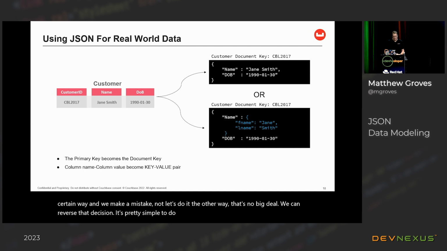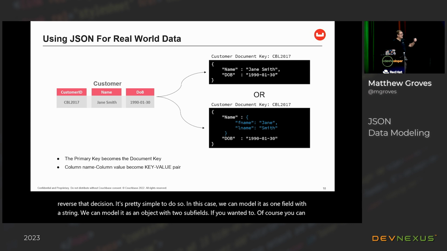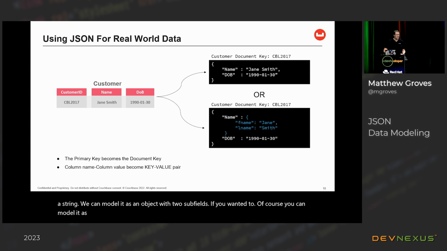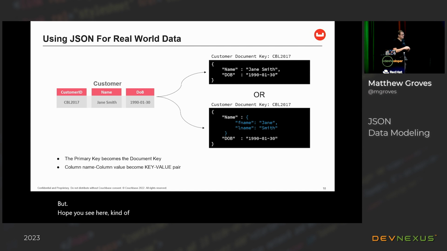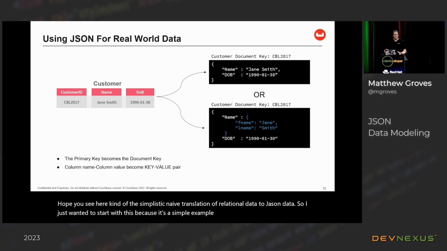So in this case, we can model it as one field with a string. We can model it as an object with two subfields if you wanted to. Of course, you can model it as two different fields at the top level as well. Lots of options there. But I hope you see here kind of the simplistic, naive translation of relational data to JSON data. So I just wanted to start with this because it's a simple example and make sure everybody's on board before I get into the more complex stuff.